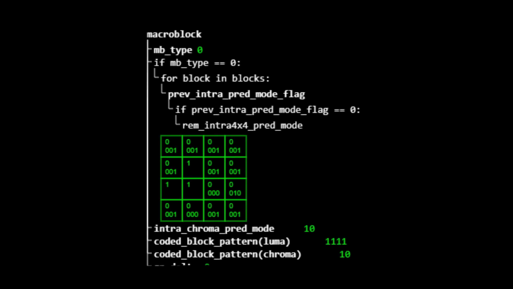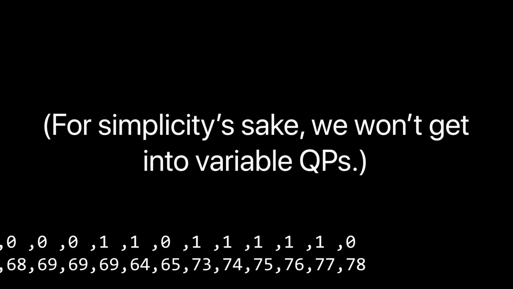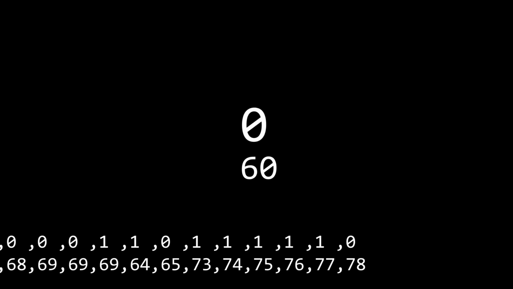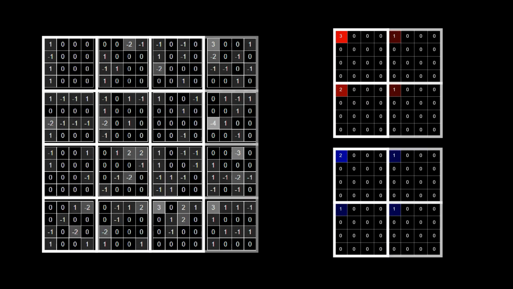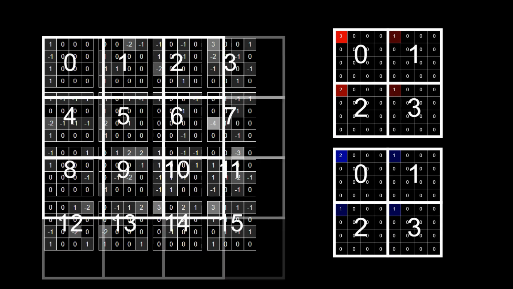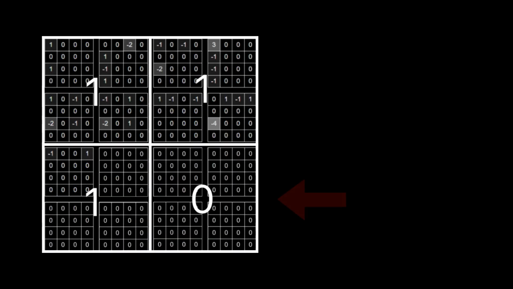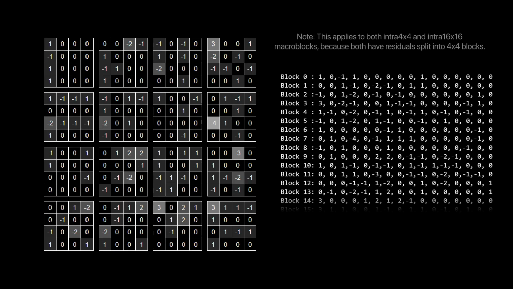Now, we'll specify our quantization parameter, or QP. To save space, we'll only store the change in QP from the previous macroblock using Unary. Because changing QP is optional, we'll write a 0 using context model 60. Finally, we move on to coding the 4x4 residual blocks, processing them from left to right and top to bottom. Any 2x2 groups of residual blocks marked as 0 by the CBP can be skipped entirely. In our case, none of the residuals are 0, so we must encode all 16 blocks.